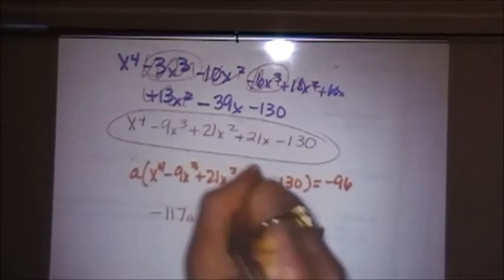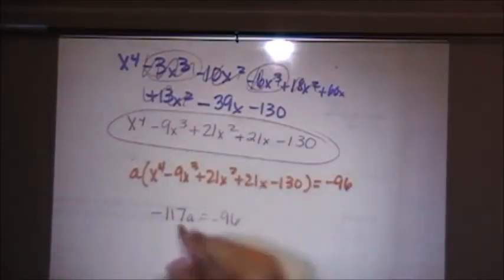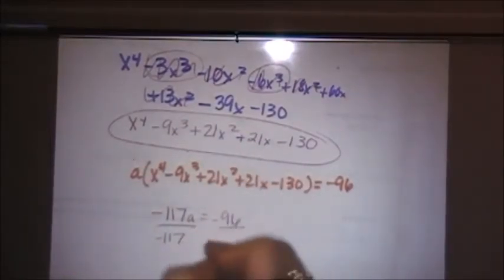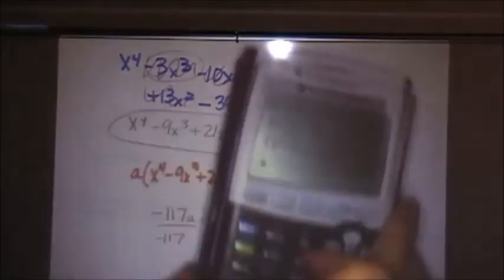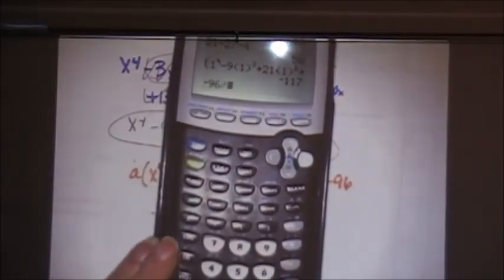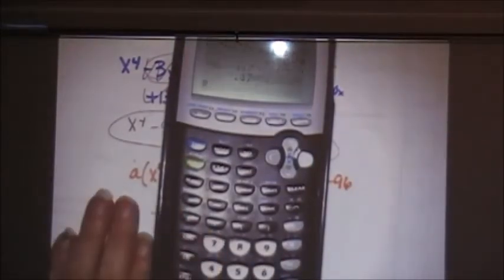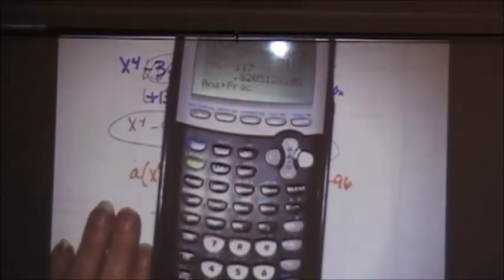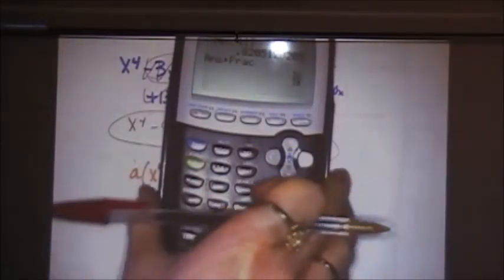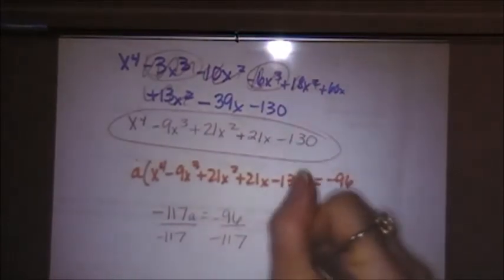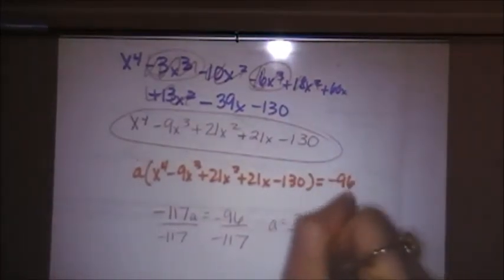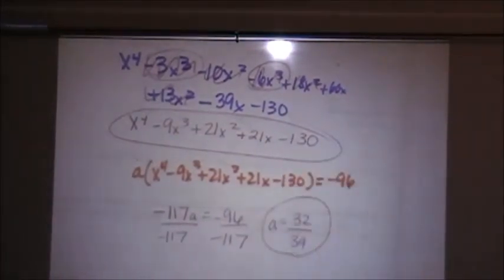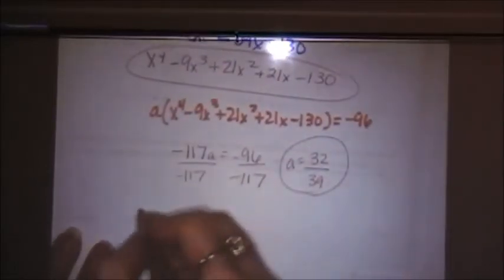A times negative 117 equals negative 96. I sure hope this comes out. Doesn't look like it's going to. Negative 96 divided by negative 117. Oof. 32/39. So my A value is 32/39. Now, it's very possible I did something wrong, but that just shows you how hard these are.